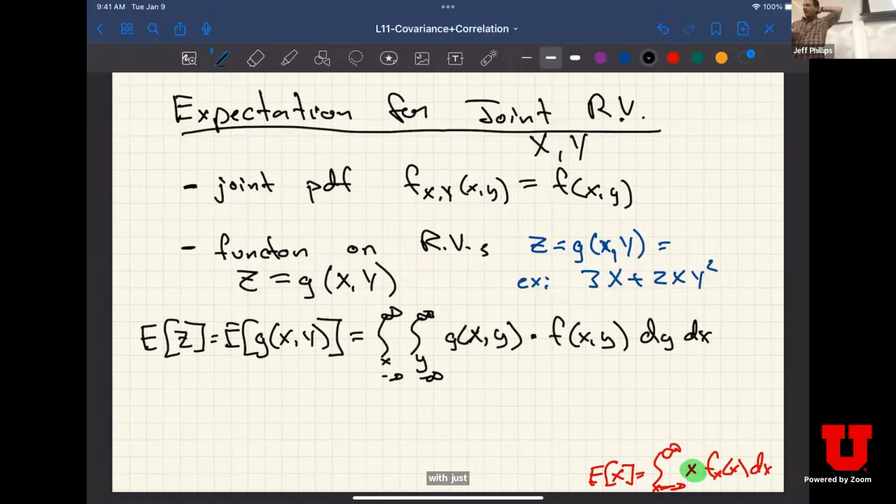I can also do this for discrete, right? In discrete, the integral becomes a sum over all possible values.